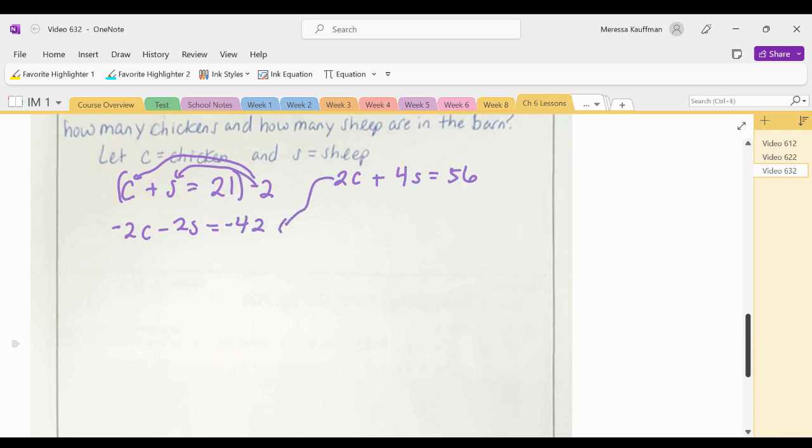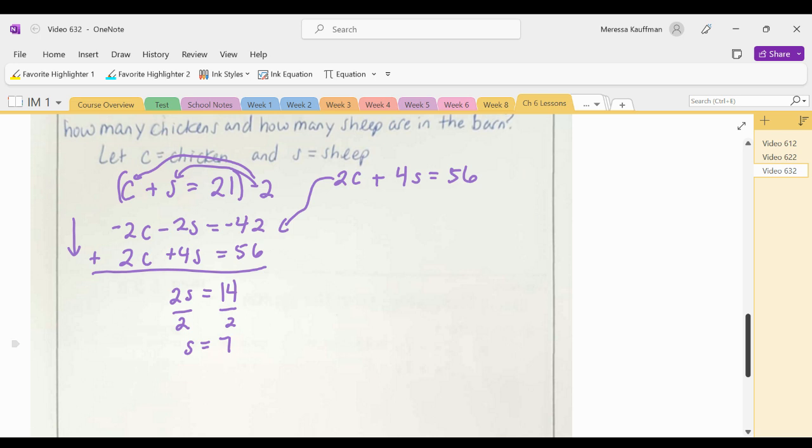And now I can write the other equation below it. I have 2c plus 4s is equal to 56. Now I can use my elimination method. So I'm going to add down, well, it looks like the chickens cancel out, so I'm just left with 2 times the sheep is equal to 56 minus 42, which is 14. Then we're going to divide both sides by 2. And how many sheep? There are 7 sheep.